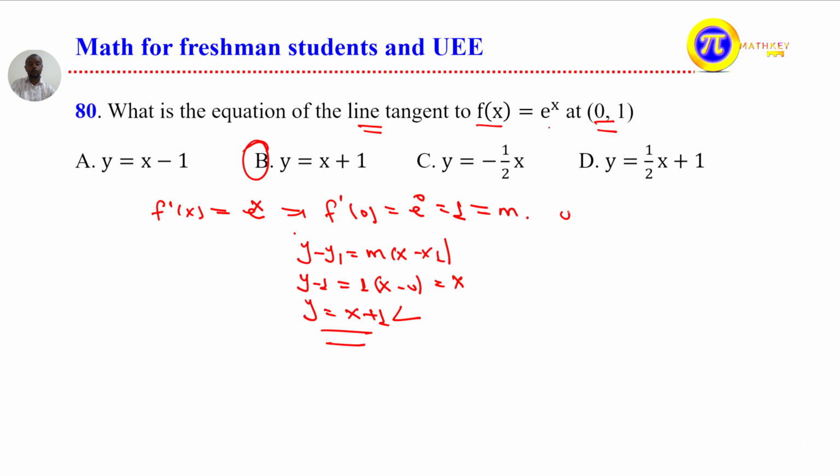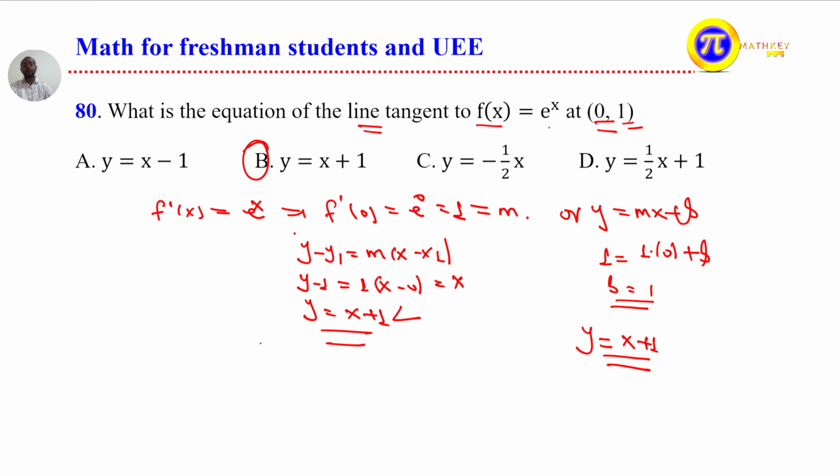Or if you want, we can work with y is equal to mx plus b. b is the y intercept. So what do we do to find b? We substitute the point that we have. When we substitute the given point, y is 1, so y is equal to 1, m is what? That is 1, times x, what is the value of x? x is 0, plus b. What is the value of b? b is equal to 1. So the equation of the line which is tangent to the given function at the given point is y is equal to m, which is 1, times x, that is x plus 1. This is what we did here.